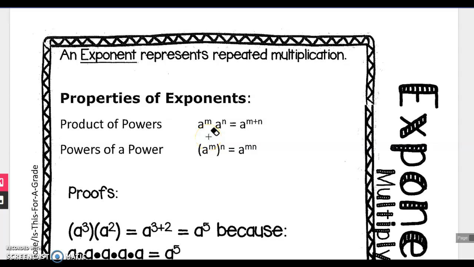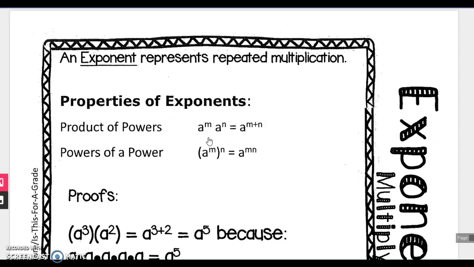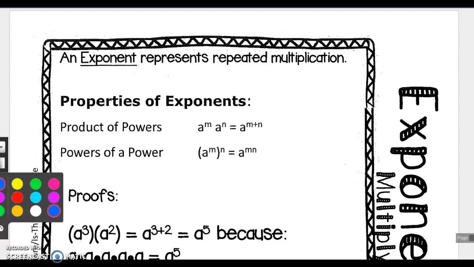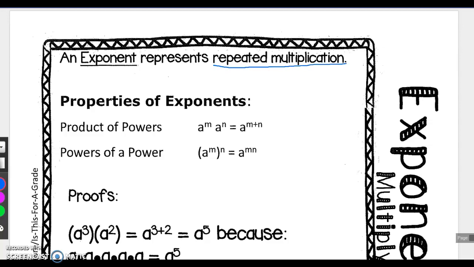We should be kind of familiar with what an exponent is. An exponent represents repeated multiplication. That's really big, you guys, because if I gave you the exponent of a to the fifth, that little 5 there means we're taking our base of a and multiplying it by itself, repeating the multiplication 5 times. 1, 2, 3, 4, 5. So exponents are repeated multiplication.